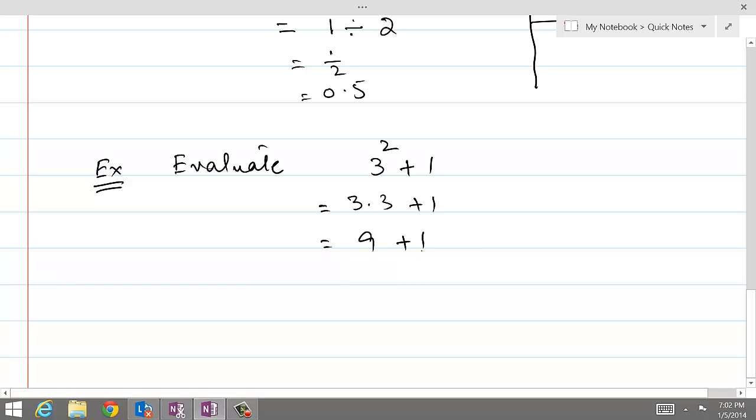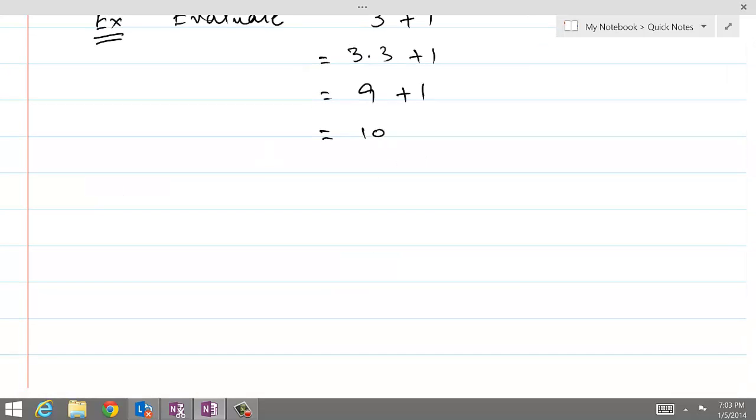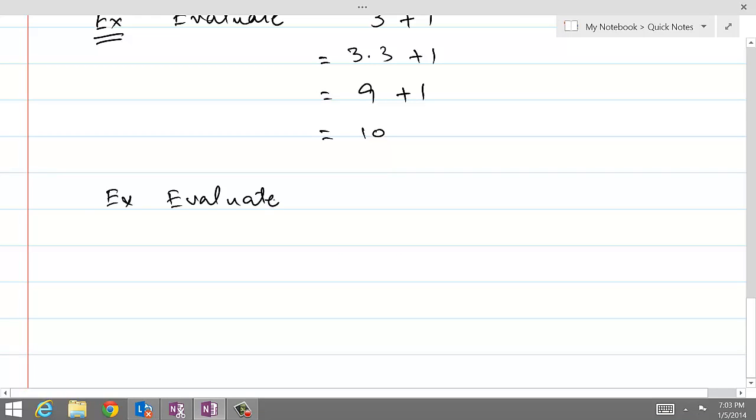So we are converting the exponent to a standard form. 3 square is equal to 9, and then 9 plus 1 is equal to 10. Another question here. Evaluate 3 plus 1 whole square. Now what? There is a bracket as well as an exponent, but what will be calculated first?